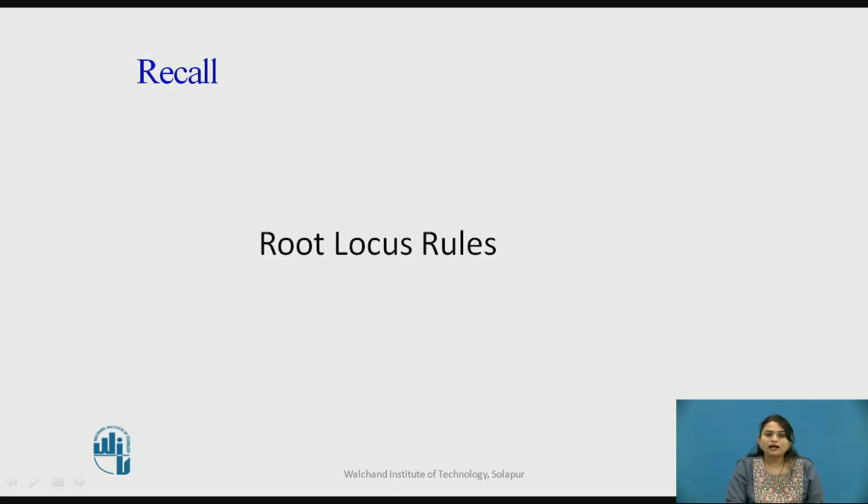Now take a pause and recall the root locus rules. In the previous section, we studied the root locus rules. Now that we have the rules, we are going to solve the root locus example. With these rules, we calculate how many poles and zeros there are, the breakaway point, centroid, asymptotes and their angles. With the help of these rules, we can solve the root locus example and analyze the stability.